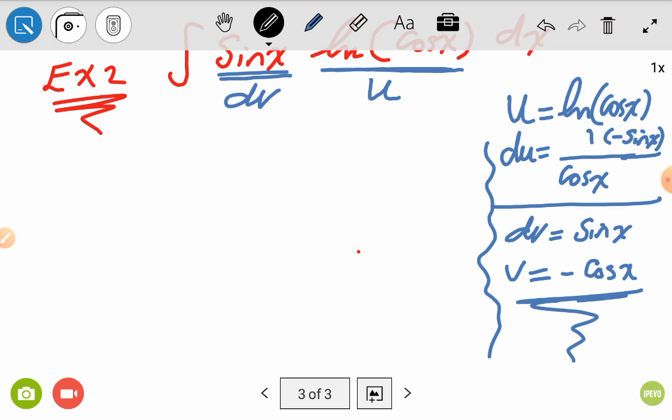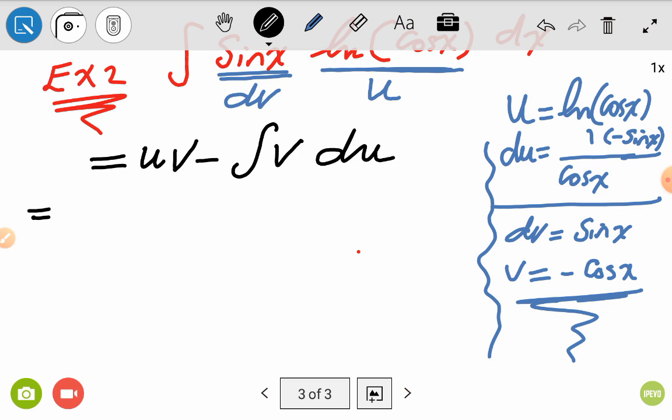What is the next step? The next step is to substitute in the formula uv minus the integral of v du. So don't forget this formula. We're gonna use it to integrate by parts. What's the value of u? Here, u is ln cosine x, ln cosine x times the v, which is negative cosine x.